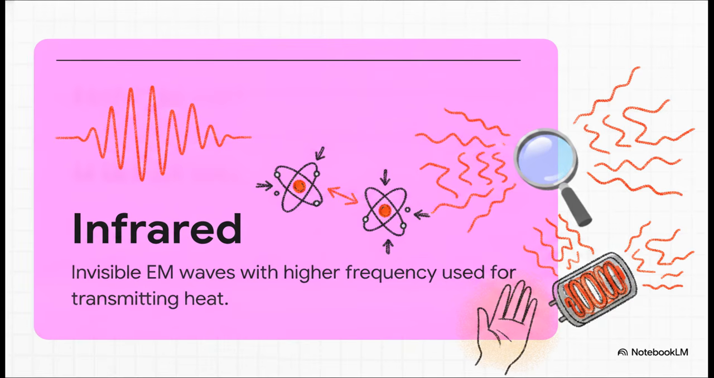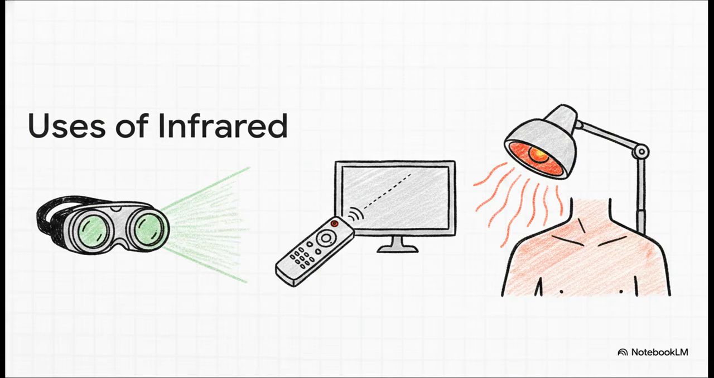These waves are created by the vibration of atoms within molecules, and while you can't see infrared radiation with your eyes, you can absolutely feel it. Infrared is deeply connected to radiant heat. It is literally the energy emitted by very hot bodies. Infrared has some incredibly fascinating applications in our daily lives.